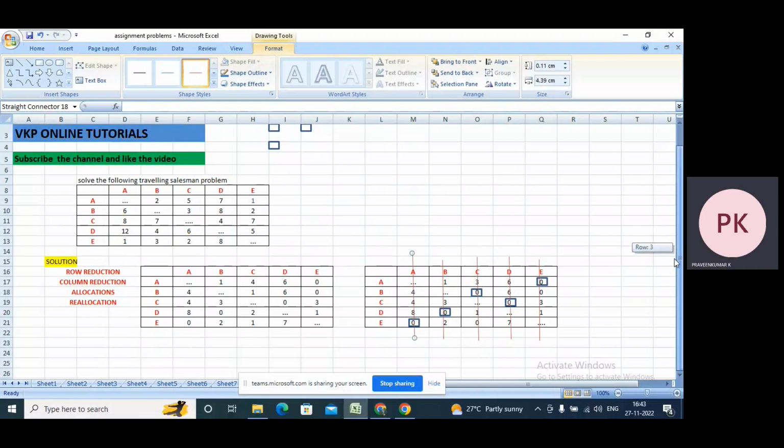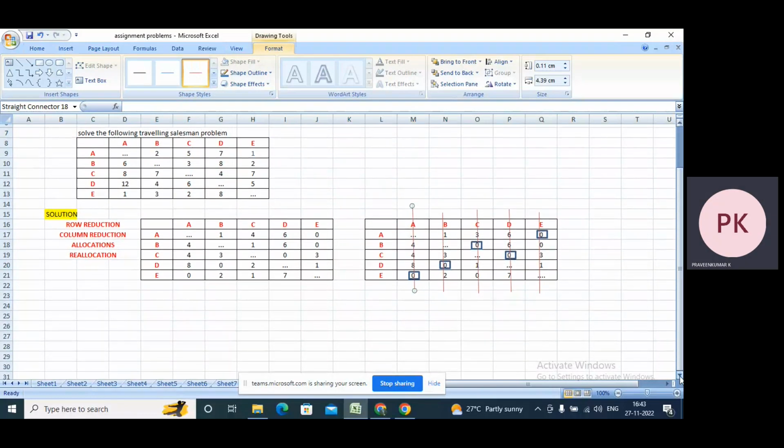Now look at the number of allocations. So the number of allocations is 1, 2, 3, 4, and 5. There are 5 allocations. So what is the size of the matrix? The size of the matrix is 5. Therefore, the solution is optimum. So now I write a comment.